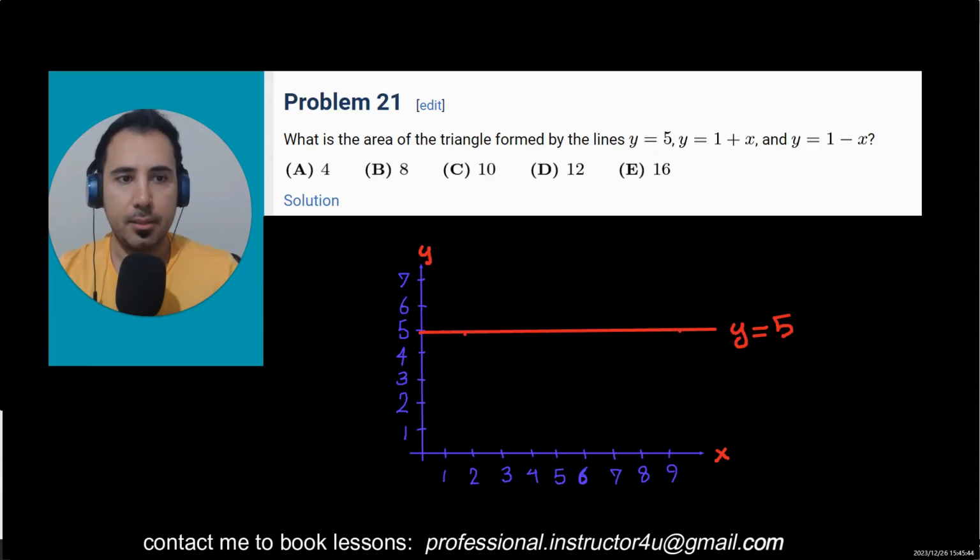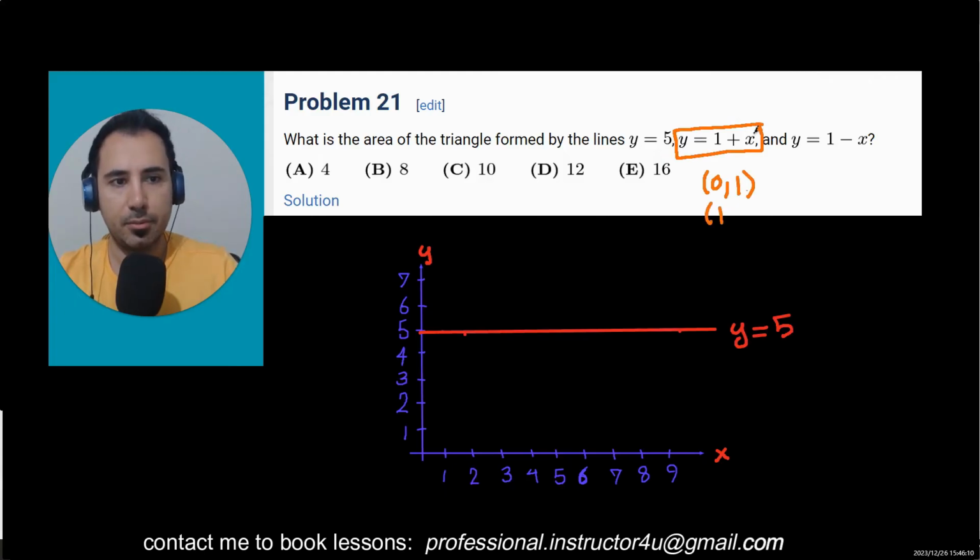Good. Now, remember, to draw a line, you just need 2 points. I'm going to go for the easiest point for this one. If x is 0, what is y? Y will be 1 plus 0, which is going to be 1, right? Now, if x is 1, instead of x, put 1. 1 plus 1 is 2. Okay, just plug in the values.